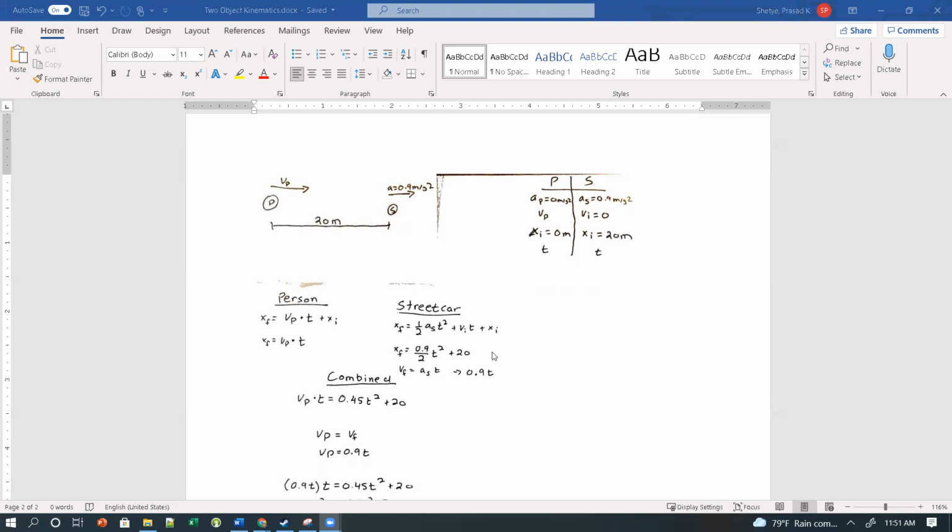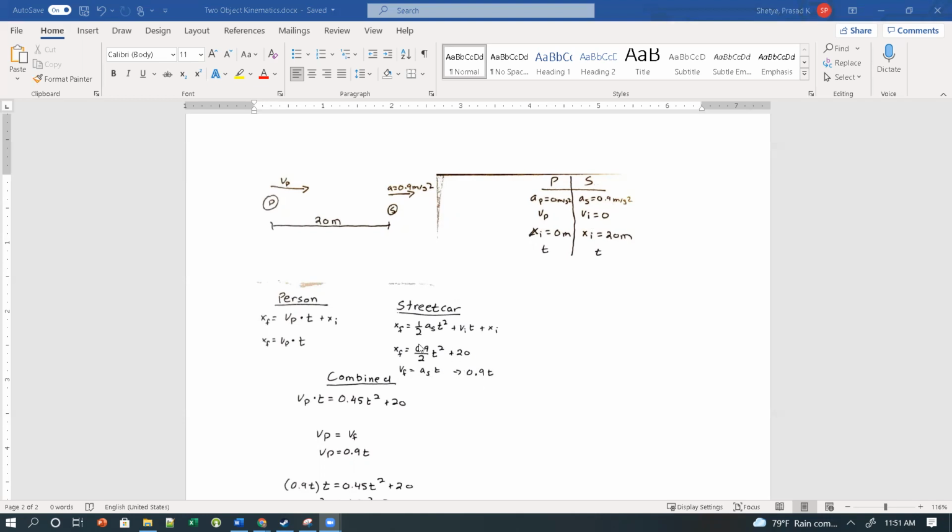Now, before we do anything else, we can also try to figure out what the final velocity for the streetcar is going to be. We know that the equation for the change in velocity is acceleration times time, and since the initial velocity is 0, the final velocity will just equal acceleration times time. And we know acceleration is 0.9, so the final velocity will equal 0.9 times the time.